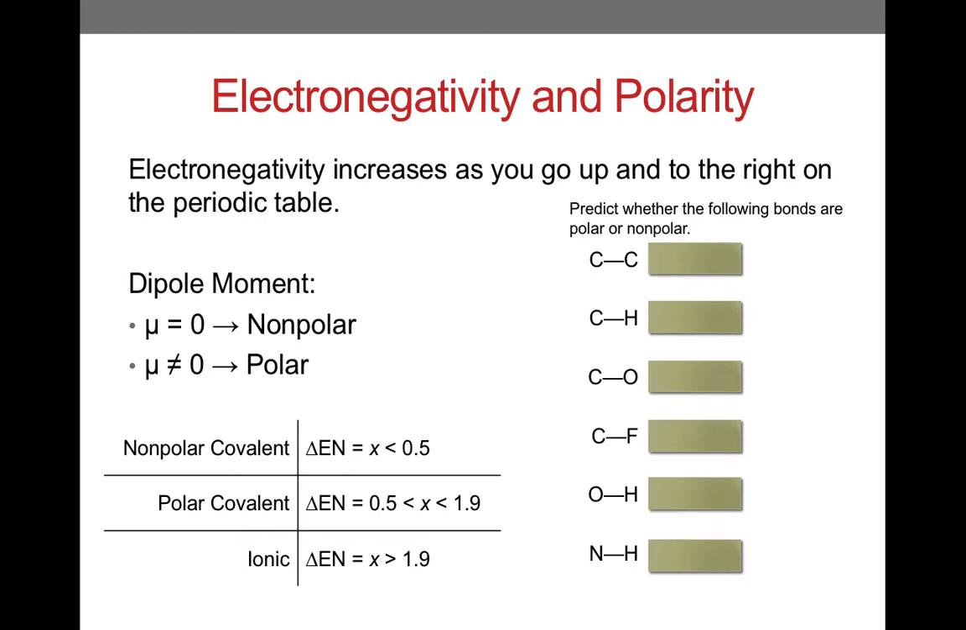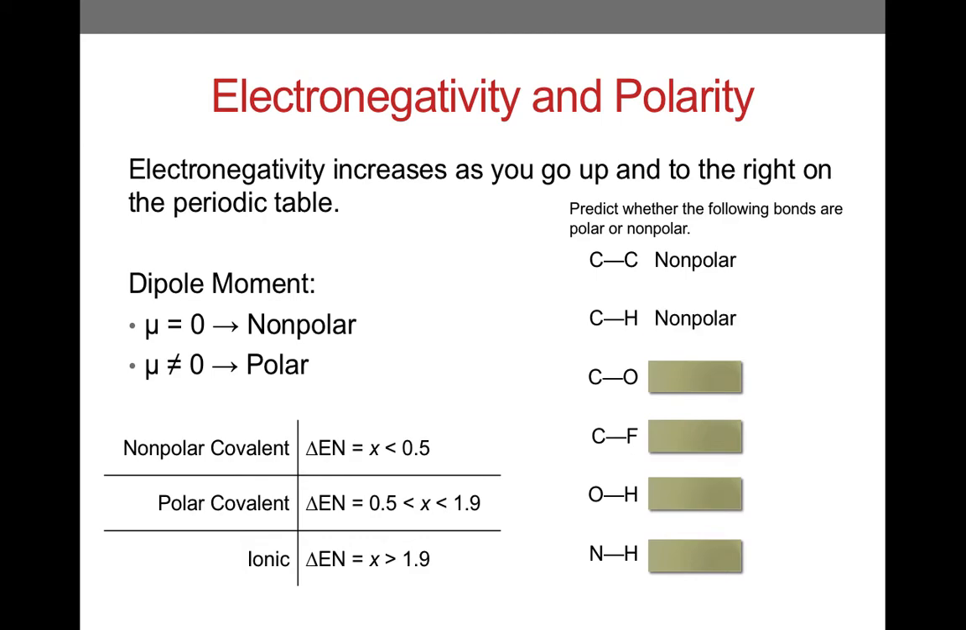Let's practice with this list of bonds. We want to predict if they are polar or nonpolar. For the carbon-carbon bond, we know that the electronegativities are the same, so it will be nonpolar. For the carbon-hydrogen bond, we can calculate that the change in electronegativity is 2.5 minus 2.1, which gives us 0.4, so it is nonpolar.